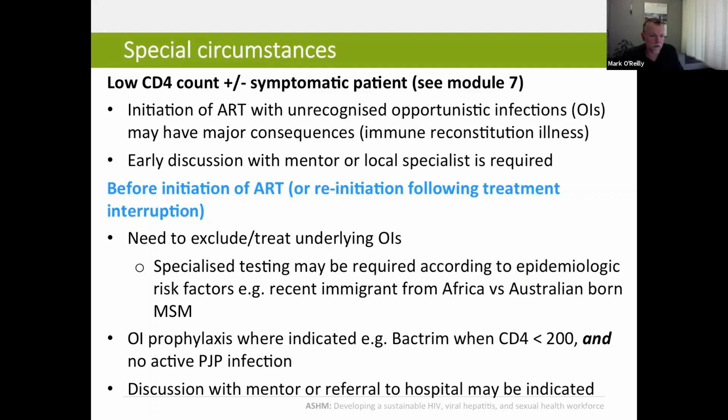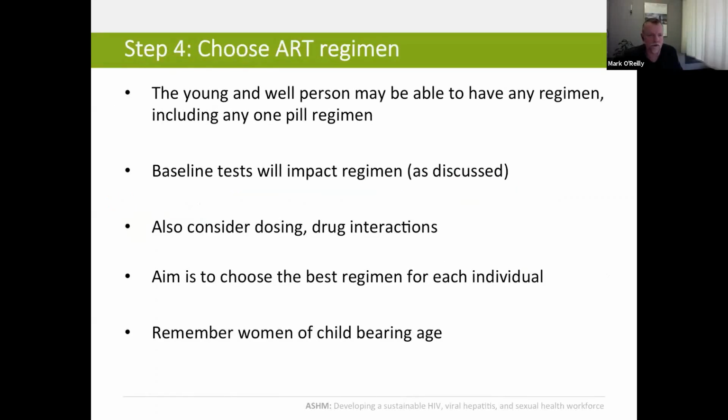It's also, as we said, the low CD4 count thing is important if an individual has a CD4 count below 200, for example, when they consider Bactrim as prevention, provided they have no symptoms of PJP infection. And that's because the Bactrim dose for preventing PJP is different to actually treating it. Again, for your individuals who present late with low CD4 count, always worth your while talking to a mentor or referring them to a hospital for further assessment.